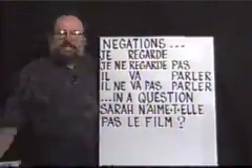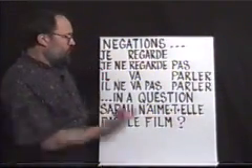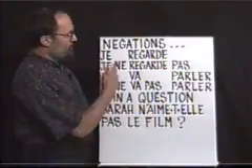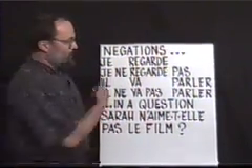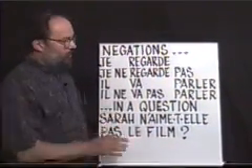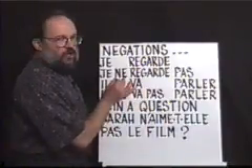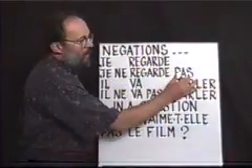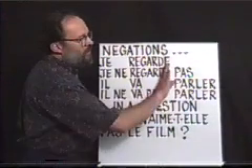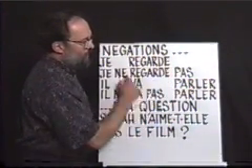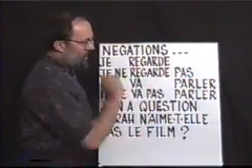Negations. We use negations to change the meaning of a sentence. Je regarde, I watch. Je ne regarde pas, I do not watch. Ne is common to all the negations in French. Pas is the more common one of them, and it comes after the conjugated verb. Ne in front, pas after.